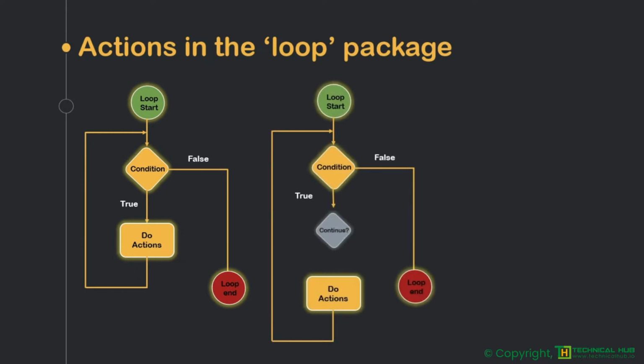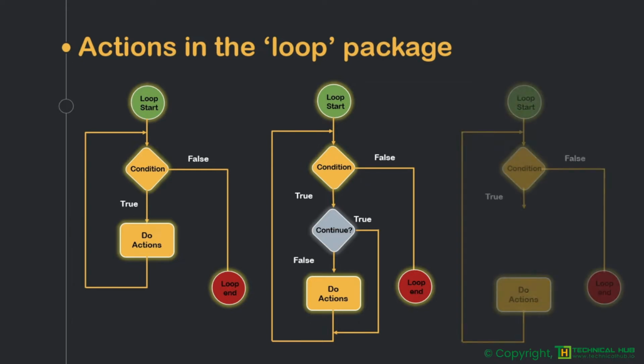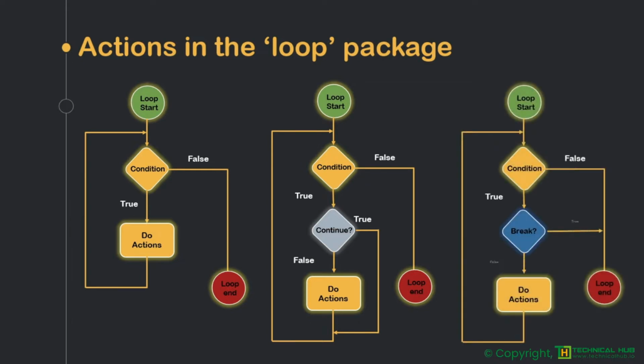Next, we have continue. We use the continue action along with the if action to skip the current iteration and continue with the next iteration in the loop, based on the condition you have specified in the if action. And the last one, that is break. You can use the break action along with the if action to terminate the loop, based on the condition you have specified in the if action. When you terminate the loop, the actions immediately following the loop action run. We will see the use for all the 3 commands soon.